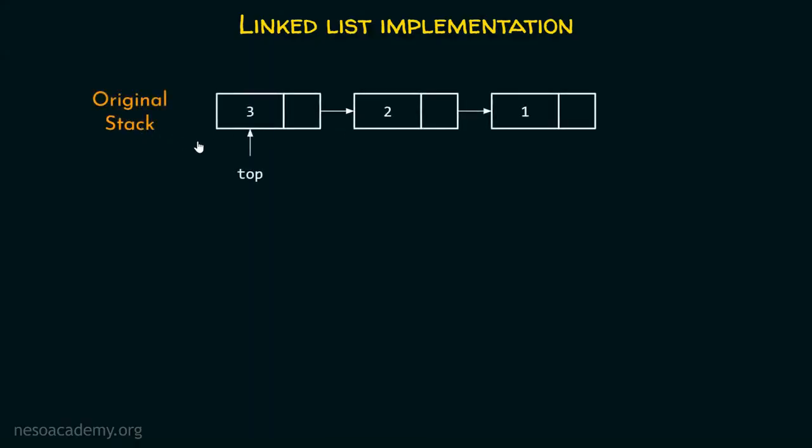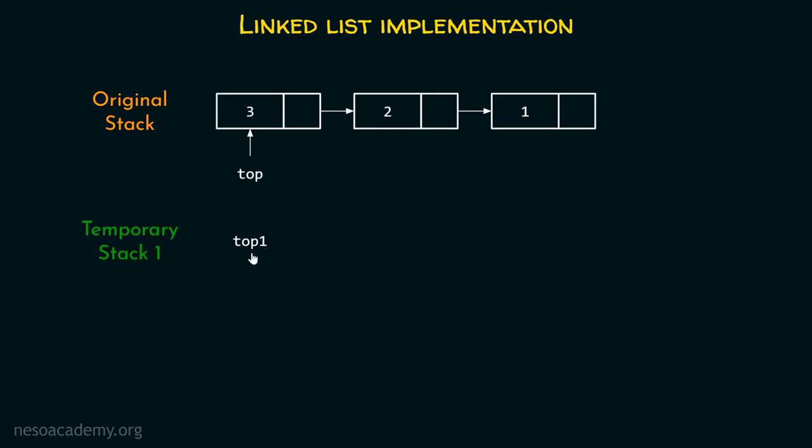This is the original stack. You can see that 3 is at the topmost position. Currently, the top pointer is pointing to this particular node. And you can see that 2 is in the middle. And finally, we have 1, which is at the bottommost place of the stack, right? Similarly, we can represent temporary stack 1, but currently temporary stack 1 is empty. That's why the top 1 pointer is null. It is not pointing to anything.